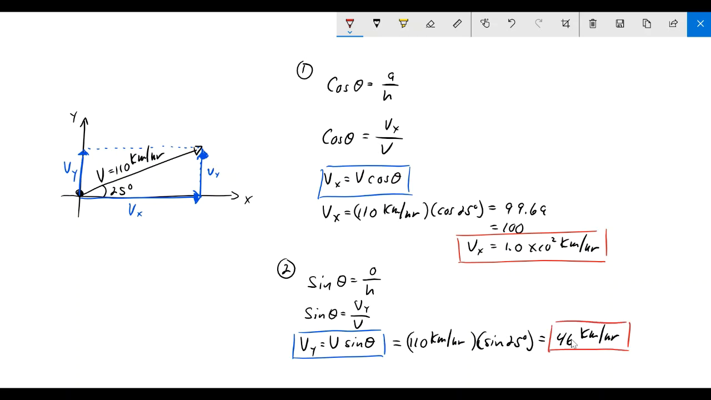So the 46 kilometers per hour is the vertical speed that would be needed for the helicopter to maintain the same altitude. And the 100 kilometers per hour is how fast you would have to go to stay directly underneath the airplane as it's traveling at 110 kilometers per hour at 25 degrees to the ground. So here's a sample problem of how you do vectors. I'll see you in class.